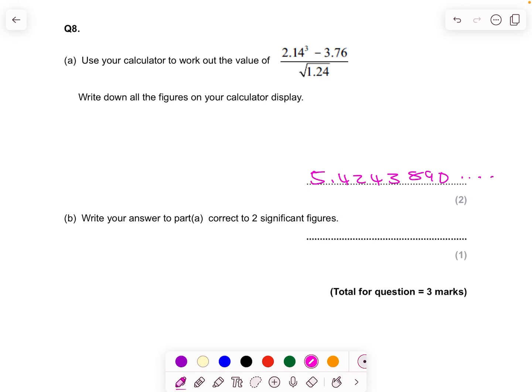Okay. Then it says give it to two significant figures. So remember, we count from the first non-zero number. So the 5 counts, that's your first significant figure, and then 4 is your second significant figure. You look at the next number, less than 5, so I'm going to leave it as 5.4. If it had been 5 or more, I would have rounded up to 5.5.